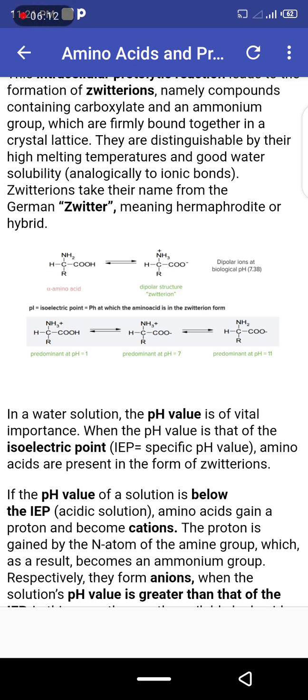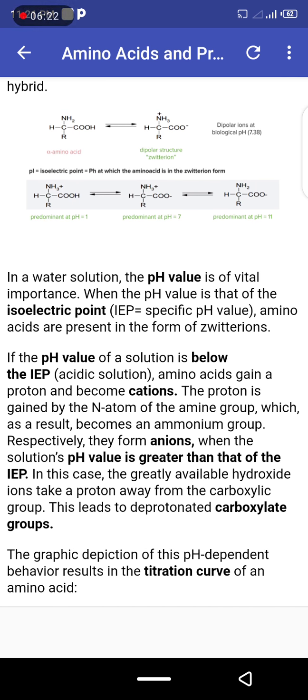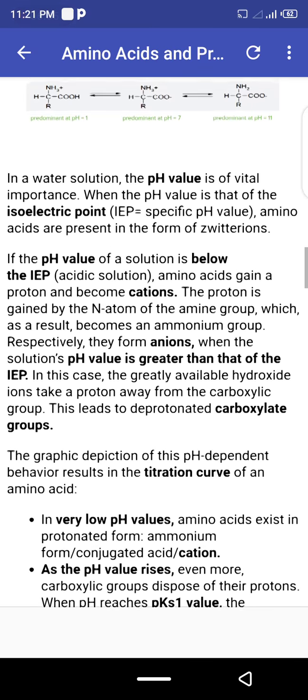The first one is the alpha amino acid, the dipolar structure zwitterion, predominant at pH 1, predominant at pH 7, predominant at pH 11. In water solution, the pH value is of vital importance. When the pH value is that of the isoelectric point, i.e. a specific pH value, amino acids are present in the form of zwitterions.